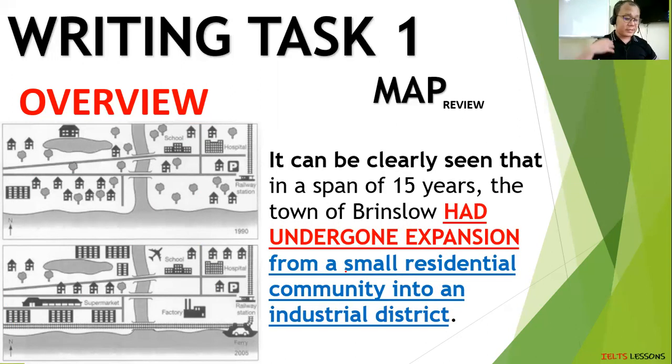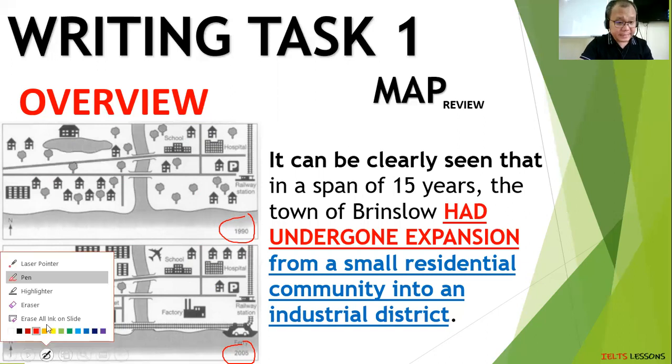So therefore, our example overview here says it can be clearly seen that in a span of 15 years, as you can see, we have to check the time here, that's 1990, so we have to use synonyms, in 2005, the town of Brinslow had undergone expansion from a small residential community into an industrial district.